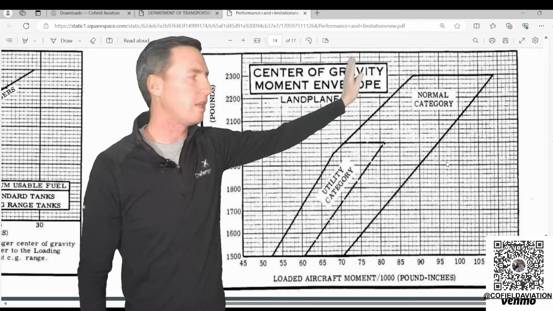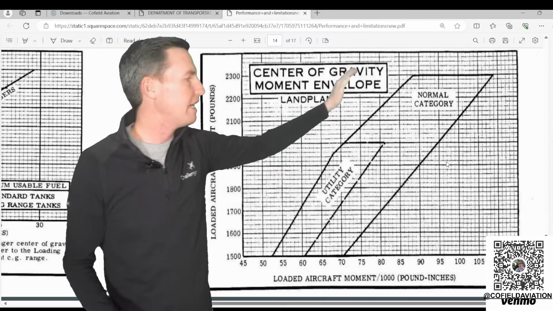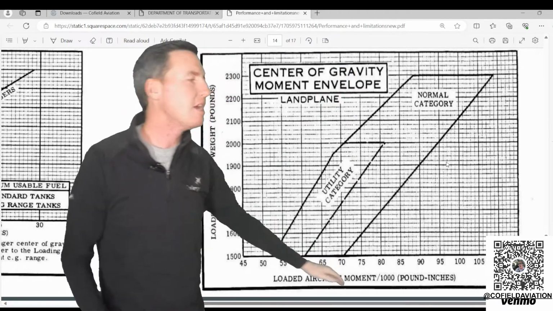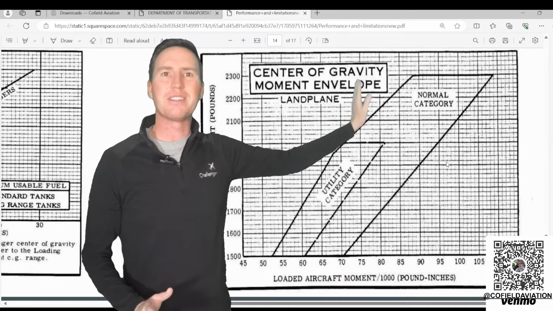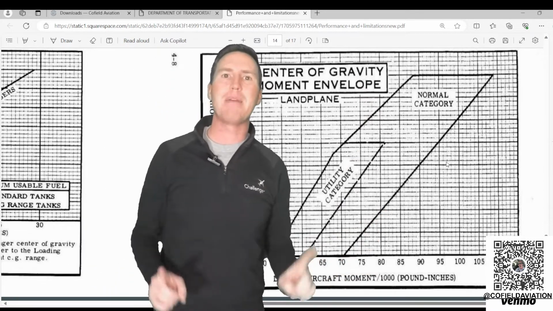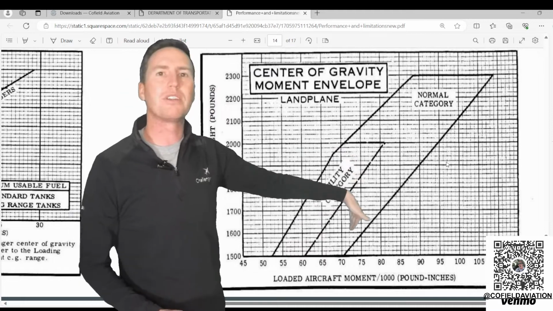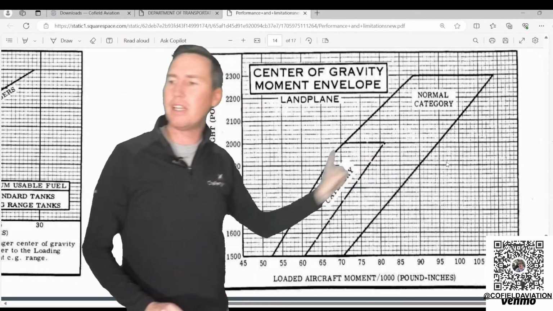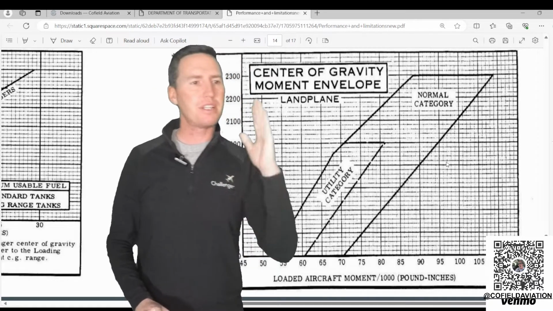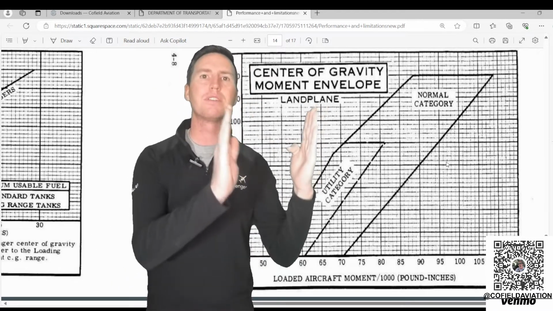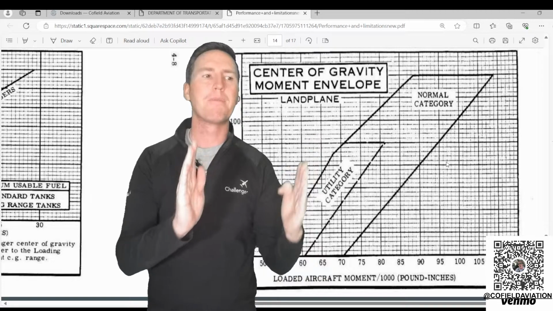We have a center of lift, or a center of pressure. We also have a center of gravity. However, we don't have any charts that tell us how to calculate the center of lift, because it doesn't matter. We calculate the center of gravity, and if we keep it in this envelope, what we are guaranteed is that center of gravity is forward of the center of lift. Now, why is that important?